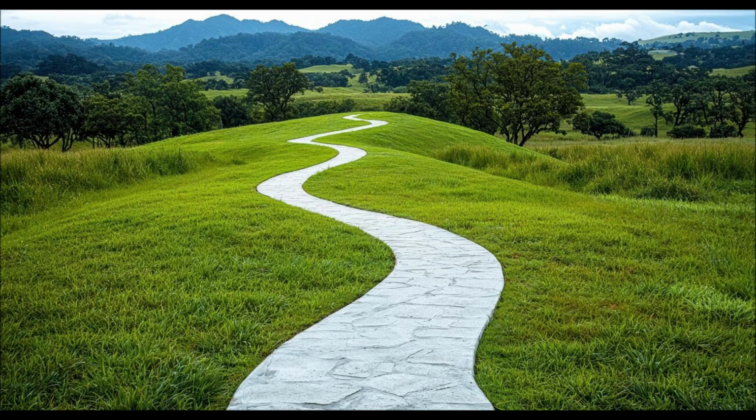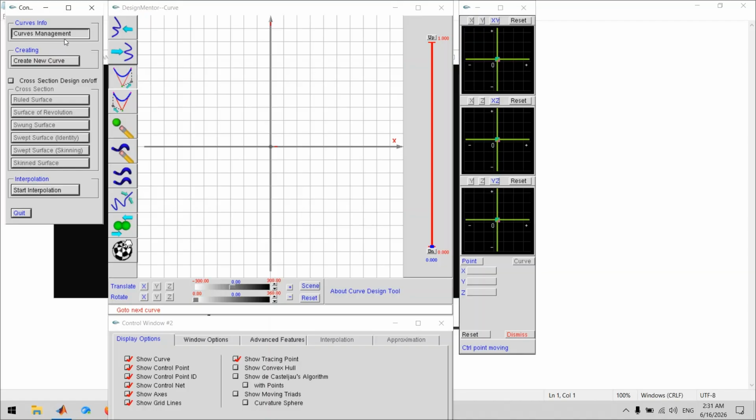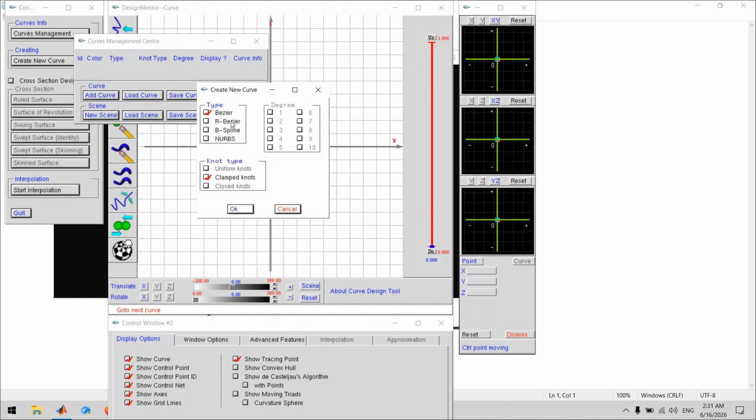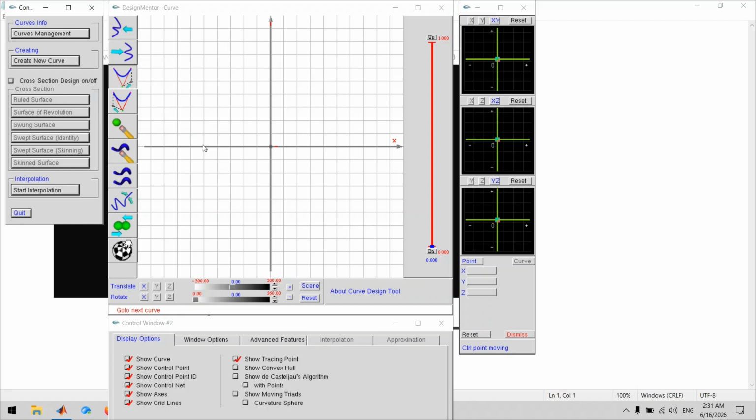But to start moving, we need a path. The trajectory I've chosen is a B-spline curve, shaped like the Greek letter omega, which I mapped out in the Design Mentor software. But how do we translate this path into mathematical language for our system? The answer is parametric curves.